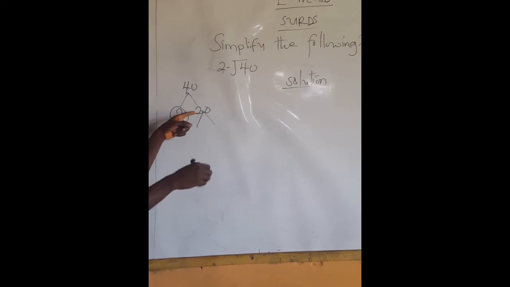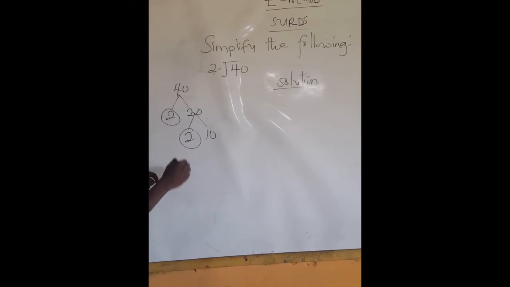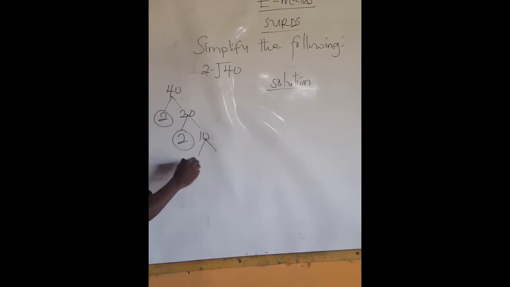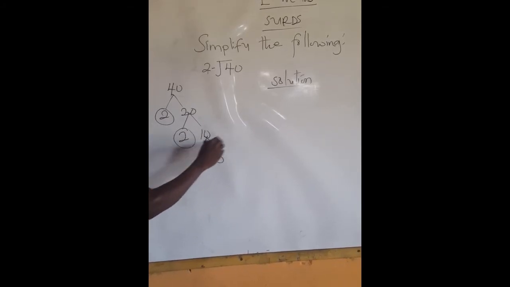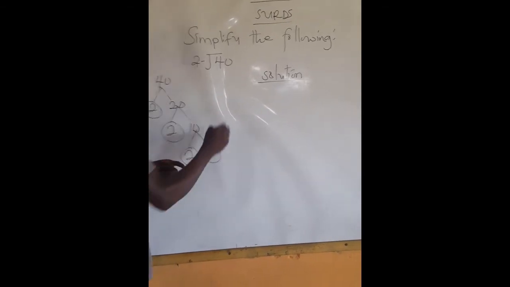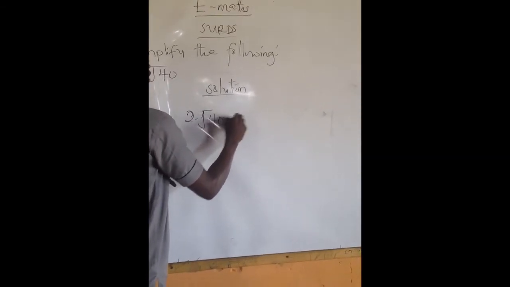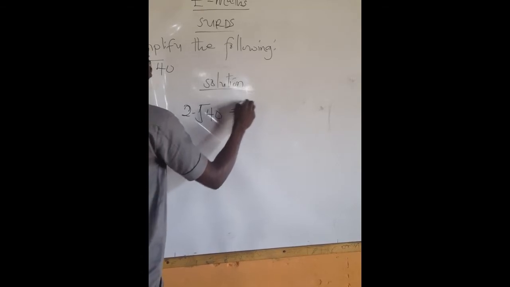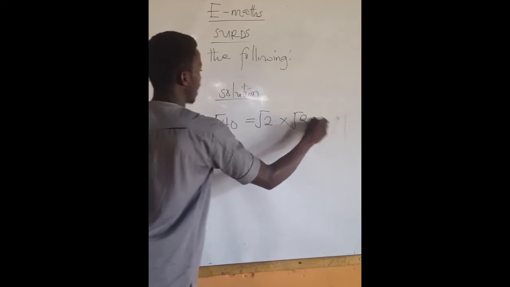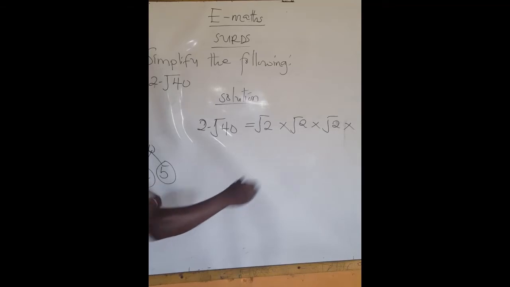So we divide 20 by the prime number, starting from 2. So 2 can go into 20. How many times? 10. Then 2 is a prime number, 10 is not a prime number. So we focus on the 10. Then 2 going into 10, how many times? 5. So you are getting 2 to be a prime number and 5 to also be a prime number. So this means our root 40 is going to give us root 2 times root 2 times root 2 times root 5.